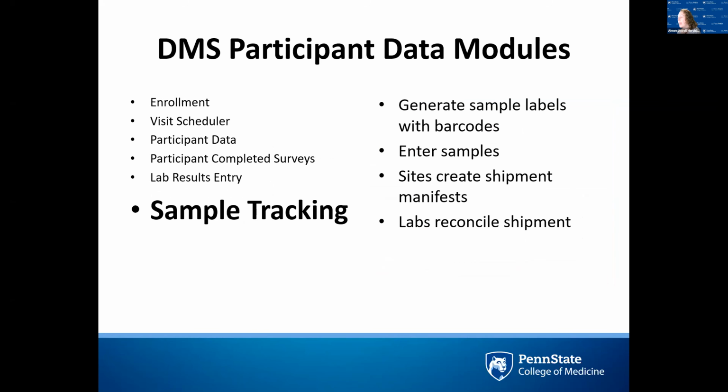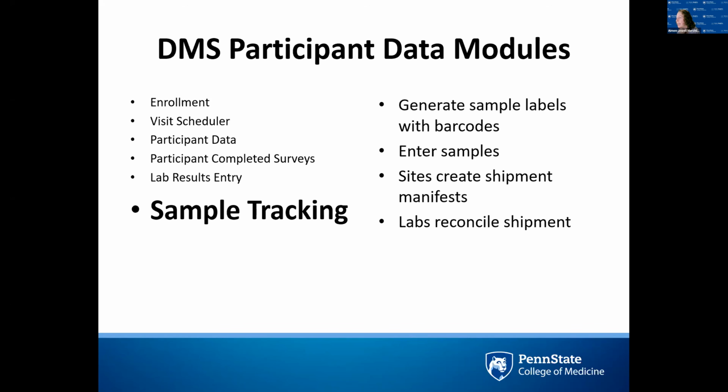And then our sample tracking module is used to create and maintain an inventory of samples that are collected throughout a study. Our coordinator users are able to generate and print labels for each type of sample. And when that sample is collected, the sample is scanned into the module and made available for shipment to a lab. So the labels that get generated have a barcode on them that the users will use to scan those into the system.